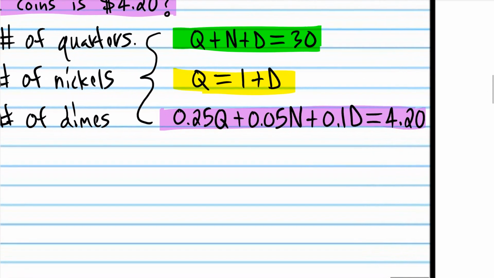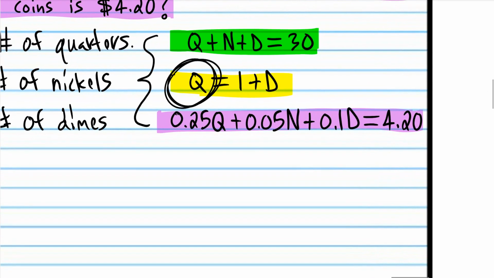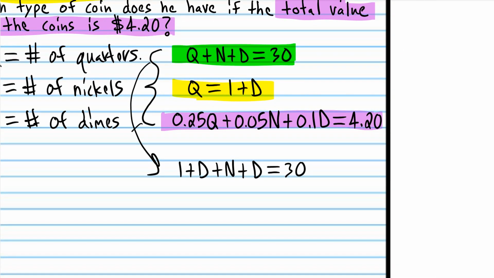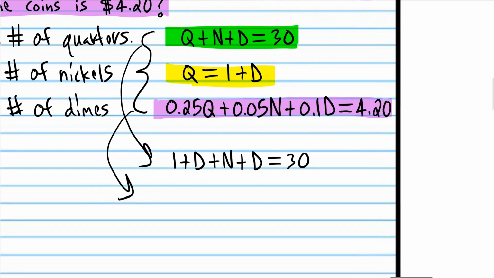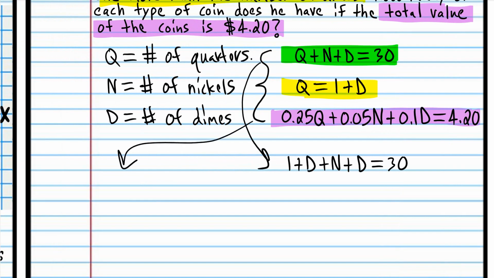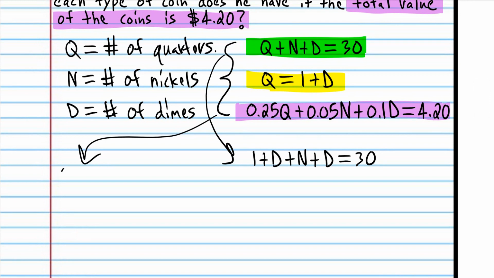And we're going to use substitution because Q is solved for. That means we're going to rewrite the first equation, but instead of Q, we're going to write what the second equation tells us that Q is equal to. Then we're going to take the third equation and do the exact same thing. And maybe I'll put that over here. I'm going to rewrite the purple equation. I'm going to write the exact same equation, except instead of Q, I'm going to write what the second equation tells us that Q is equal to.